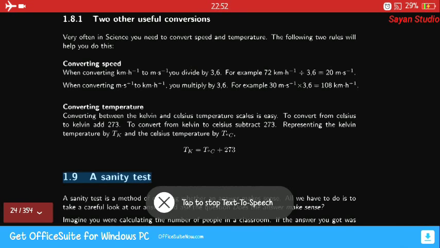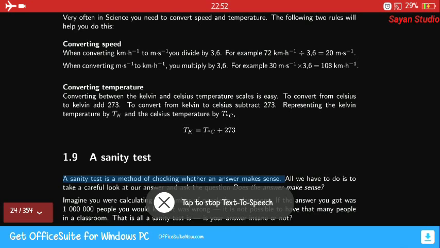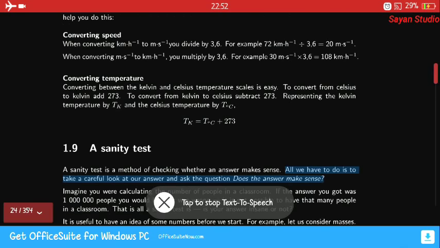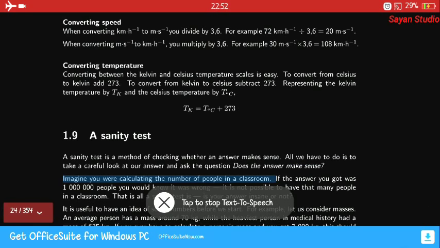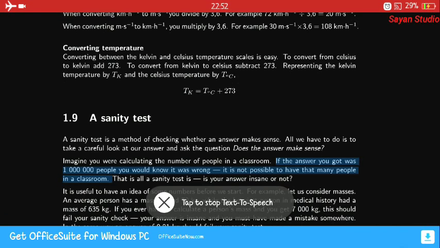1.9 A sanity test. A sanity test is a method of checking whether an answer makes sense. All we have to do is to take a careful look at our answer and ask the question, does the answer make sense? Imagine you were calculating the number of people in a classroom. If the answer you got was 1 million people, you would know it was wrong. It is not possible to have that many people in a classroom. That is all a sanity test is. Is your answer insane or not?